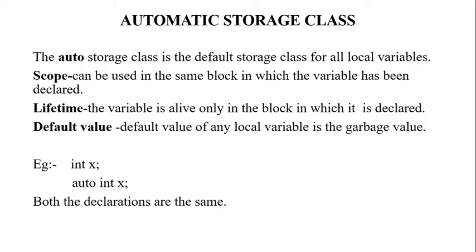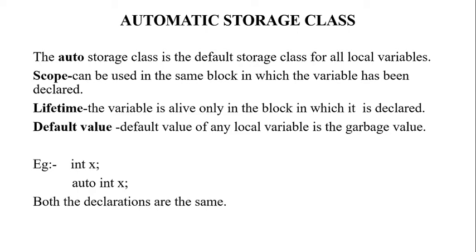First of all, what is an automatic storage class? The auto storage class is the default storage class for all local variables. We need to consider three measures: scope, lifetime, and default value. What is the scope of the automatic storage class? It can be used in the same block in which the variable has been declared. The lifetime is that the variable is alive only in the block in which it is declared. And the default value of an automatic, sorry, local variable is a garbage value.